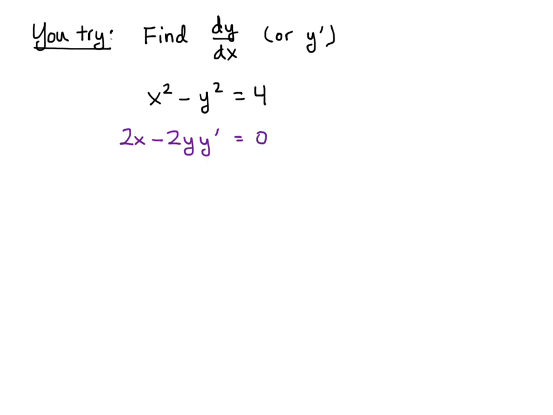Okay, so what we do is we take the derivative of each of these. Derivative of x squared is just 2x. Derivative of negative y squared is going to be negative 2y, y prime. Derivative of 4 equals 0. Okay, so then move the 2x to the other side, divide both sides by y, and we get y prime equals x over y. Okay? Everybody get that?